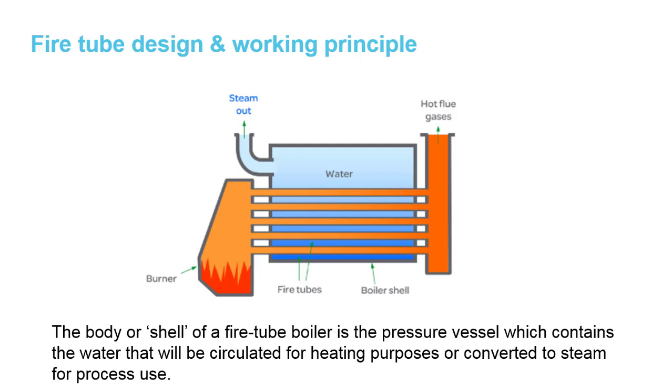On the other side, through a forced pump, water goes in, then the water becomes steam and goes through an output where we usually have the master valve. The body or shell of a fire tube boiler is a pressure vessel which contains the water that will be circulated for heating purposes or converted to steam for process use.